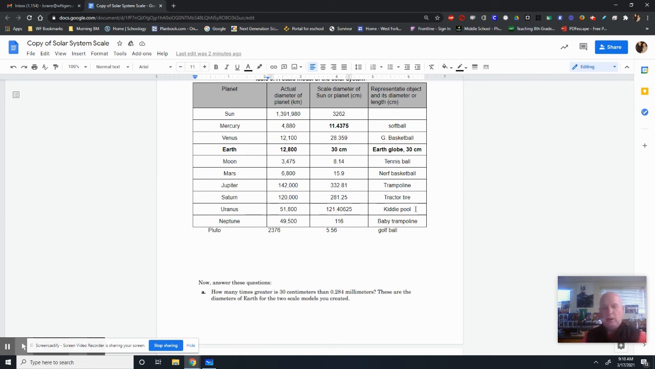All right, so that's how you do it. It's no problem doing that. This final column right here, what you're trying to do is easy. You take a tape measure and we'll look at 11 centimeters. I'll get a tape measure real quick.